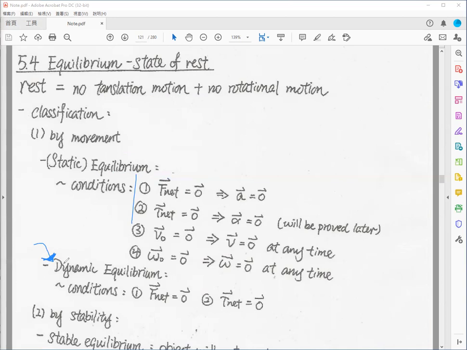So what is dynamic equilibrium? When the net force is zero and also the net moment is zero, then the object will be in dynamic equilibrium. Now you may ask, okay, at which point should we take a moment, and at which point should the moment be zero? It is really a complicated case.